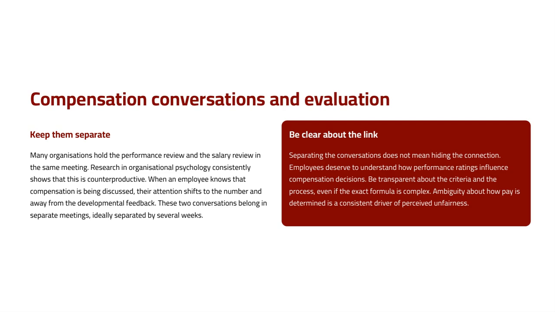That said, separating the conversations doesn't mean we should hide the connection between performance and pay. Employees deserve to understand how their performance ratings affect compensation decisions. Being transparent about the criteria and the overall process is crucial, even if the exact formula is complicated. Lack of clarity about how salary is determined often leads to feelings of unfairness. So clear communication helps build trust and understanding.